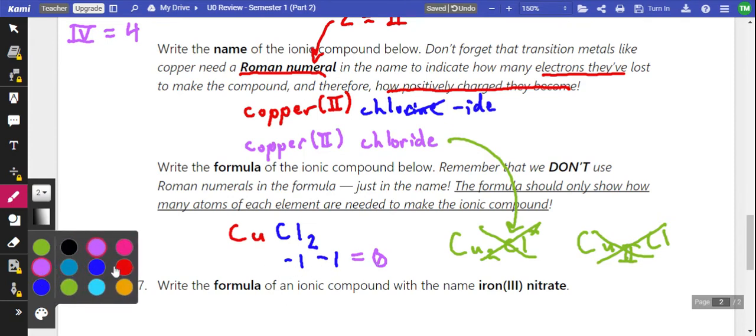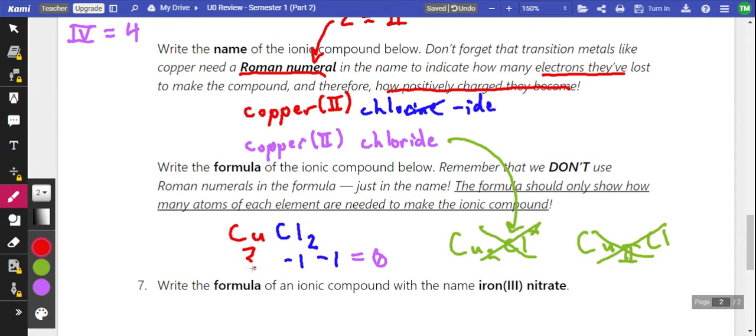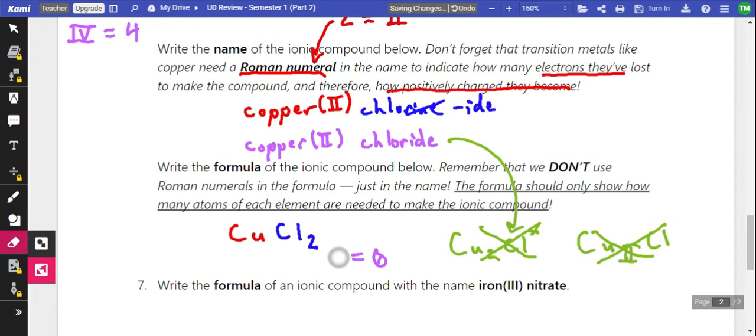Okay, I need my copper cation to have a positive charge that cancels out this negative charge here. So I need something to cancel out this negative 2. Well, if I only have 1 copper atom to work with, that 1 copper atom has to have a positive 2 charge. Positive 2 minus 1 leaves me with 0. So if I really needed to, I could figure out that Roman numeral 2 by looking at the formula. How much positive charge do I need to cancel out the negative charge that I know these 2 guys have to have? So we don't need the Roman numeral in our formula.